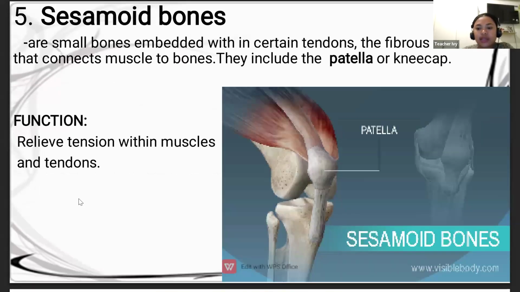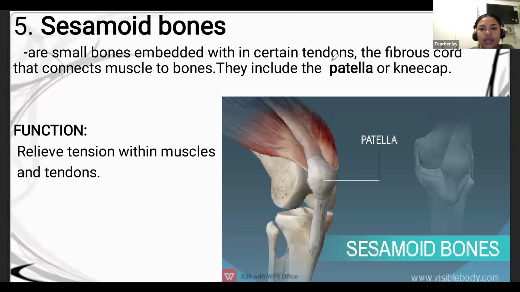Okay, next. Sesamoid. Sesamoid relieves tension within the muscle and tendons. They are small bones embedded within certain tendons. As you can see here, this is the patella. The patella is the kneecap and it is considered a sesamoid bone. Now, I want to emphasize one term that is written here based on the definition of the bone. Sesamoid bones are small bones embedded within certain tendons.